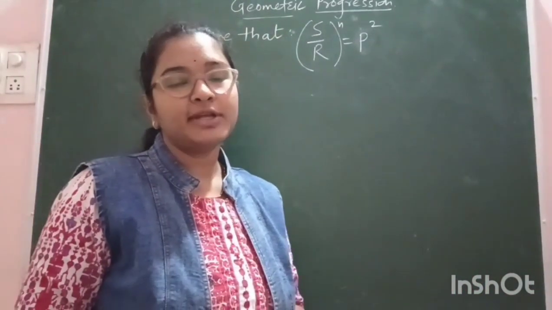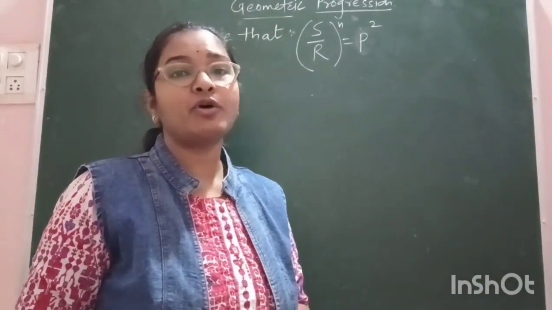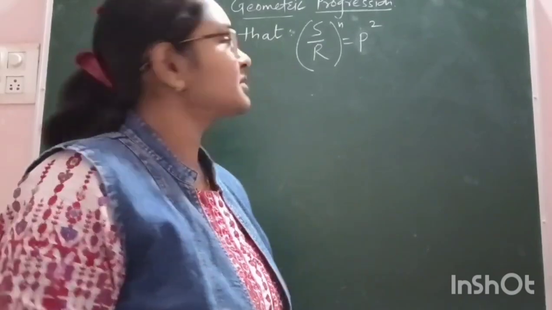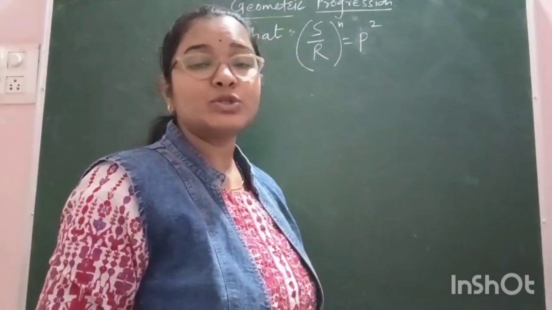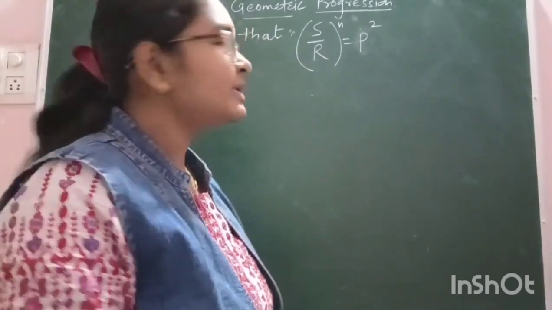Hello everyone. Today we are going to see one question of geometric progression. In this question we need to prove that (S upon R) raised to n is equal to P squared. Now what is meant by S?